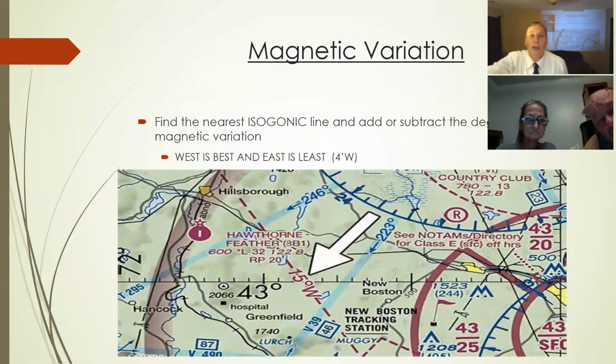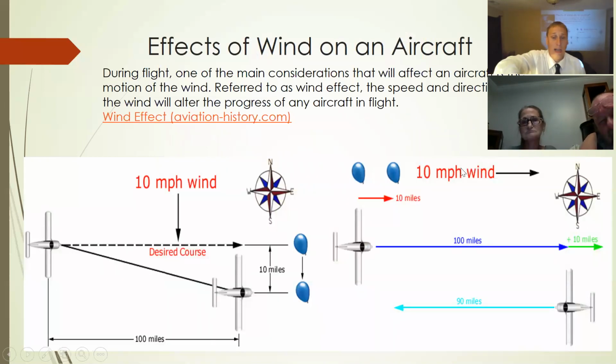Then we will find our magnetic variation. As you can see in this picture, our magenta dotted line is our magnetic variation. That is called an isogonic line. And you will add or subtract the number on that line. In our case, for Clarksville, it is 4 degrees west. West is best, east is least. So we will add 4 degrees to our 339, which will be 343 degrees.